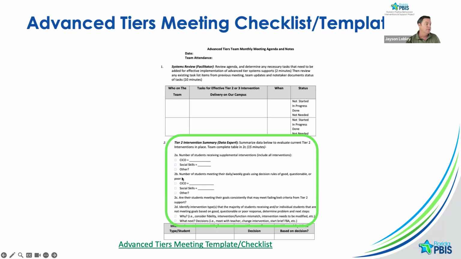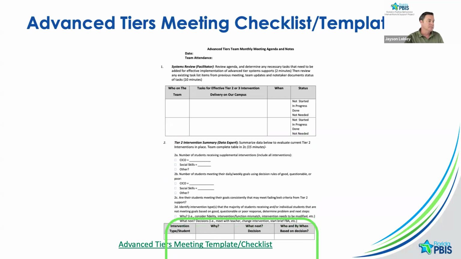We also want to know, if you look at 2B, the number of students meeting their daily or weekly goals. So we want to know how's progress going. So we want to make sure that we've got a good, healthy number of students making progress toward their goals. And then also, we want to consider the fidelity as well.